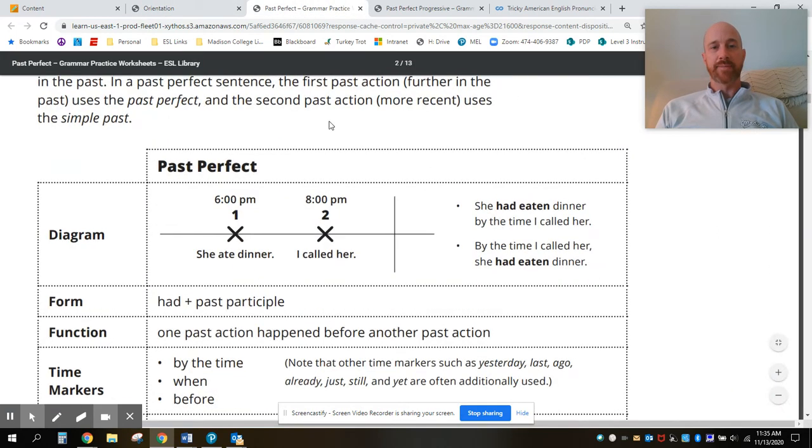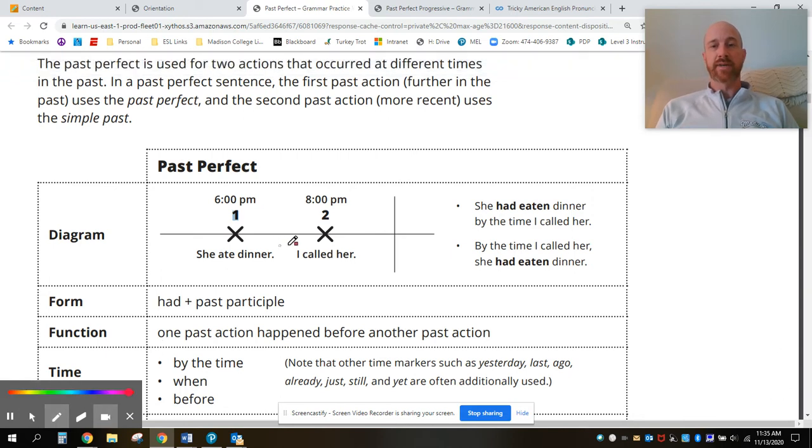Here's another look at it, the past perfect. So again, two past events. First, at 6 o'clock, she ate dinner. At 8 o'clock, I called her. So in the past perfect, she had eaten dinner by the time I called her.